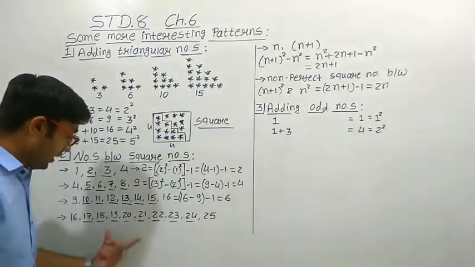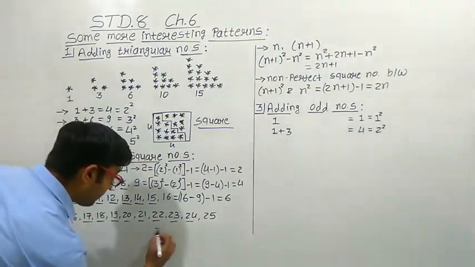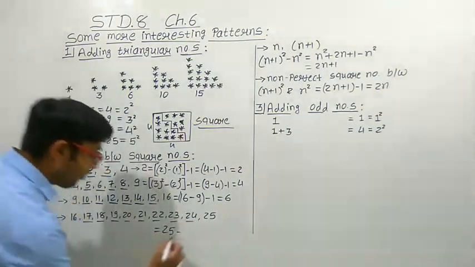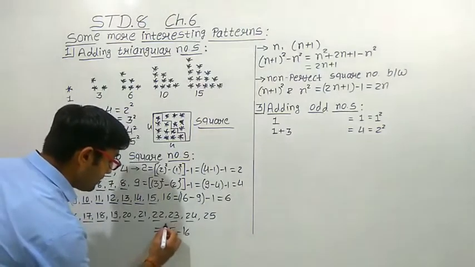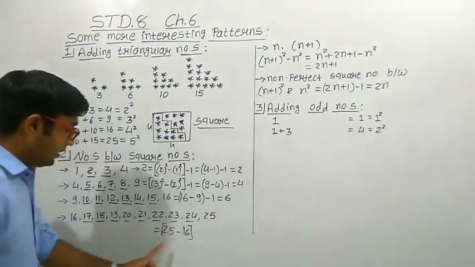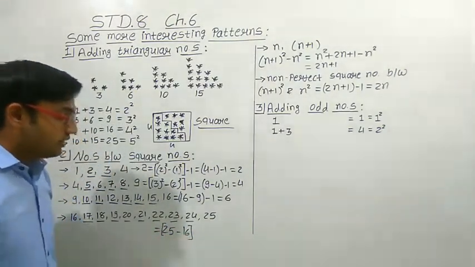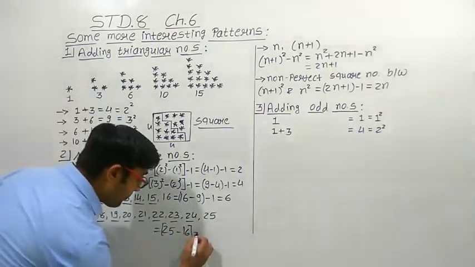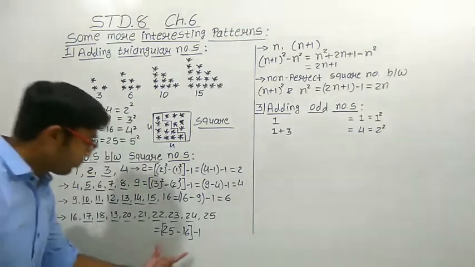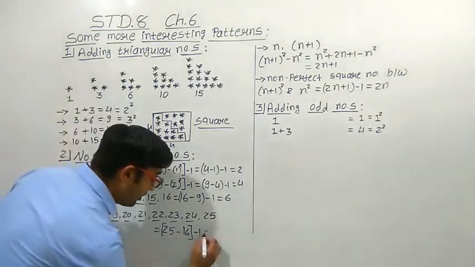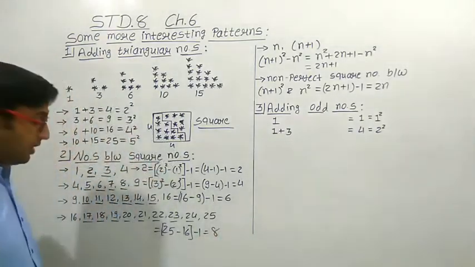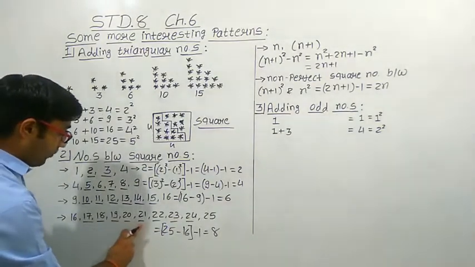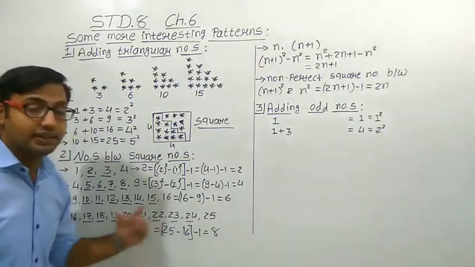Understand? Okay, let us do it for one more number. Here the number is 25. Subtract 16 from it. 25 minus 16 is what? That is 9. Okay, subtract one more from it. So 9 minus 1 is 8. And calculate how many non-perfect square numbers are there? 1, 2, 3, 4, 5, 6, 7 and 8.